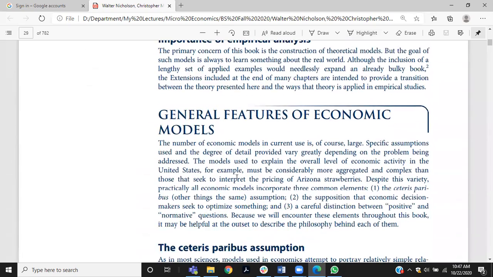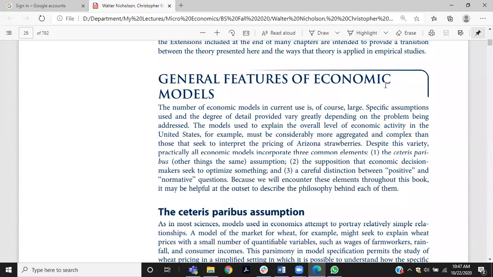Now we will be talking about general features of economic models. The number of economic models in current use is of course large. In every subject there are different theories and models, and the specific assumptions used and the degree of detail provided vary greatly depending on the problem being addressed. The model used to explain the overall level of economic activity may be complex, but generally every economic model has three features.